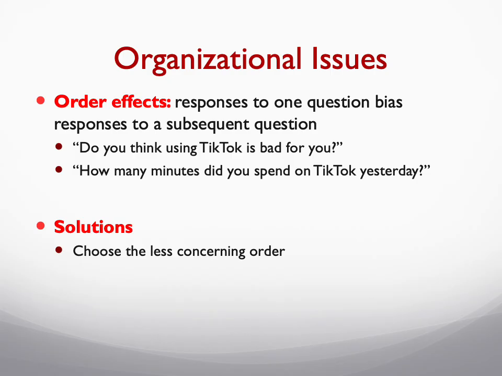So if you really think this is going to matter, you could have some people answer, is it bad? And then how many minutes? And then the other half of your sample answer how many minutes? And then is it bad? And you could test to see, do those who got one order versus the other look different on the estimates they were providing? So do we actually have evidence that there was an order effect or not? And if there's not, then you don't have to worry about it. So randomizing the order can be good.